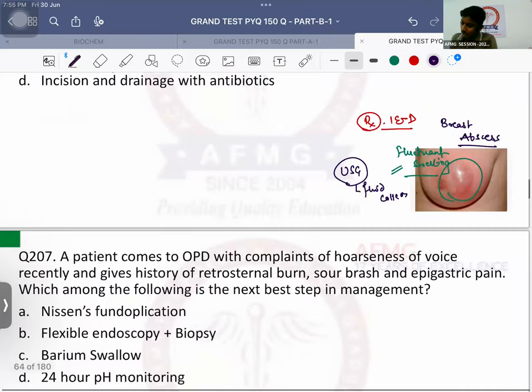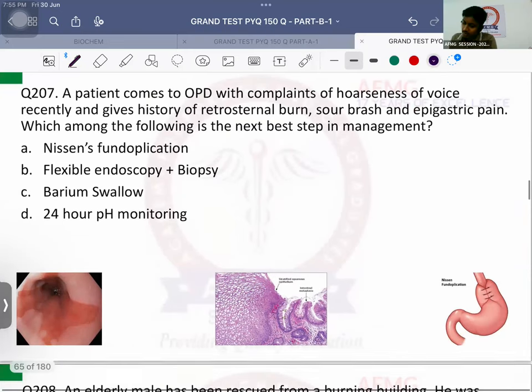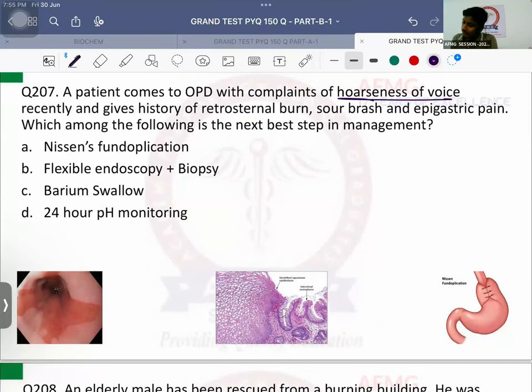Question number 207. A patient comes to OPD with complaints of hoarseness of voice recently and gives history of retrosternal burn, sour brash, that means a bitter taste in the mouth. Okay. And there is epigastric pain. Which among the following is the next best step in management?